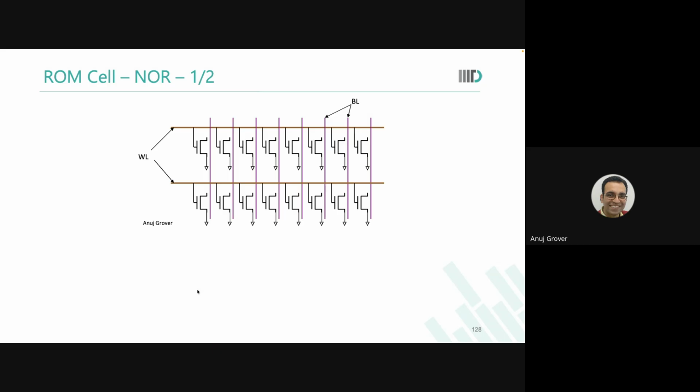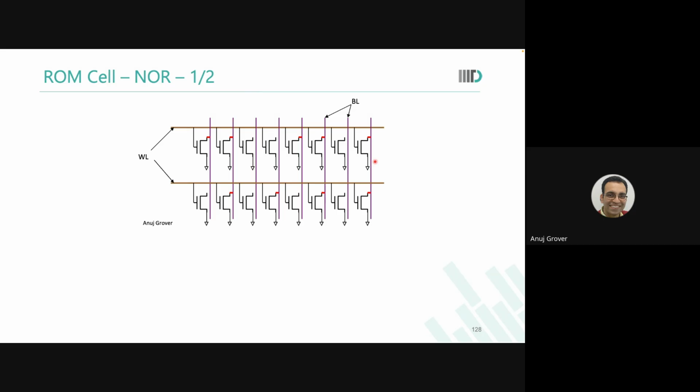So ROM cells, there are two kinds of ROM cells that we are talking about: NOR-based ROM cells and NAND-based ROM cells. And what you need to notice over here is that, as of now, none of the transistors that I have put here are connected to the bit line. Word line comes, none of the bit lines discharge. Are you able to see this?